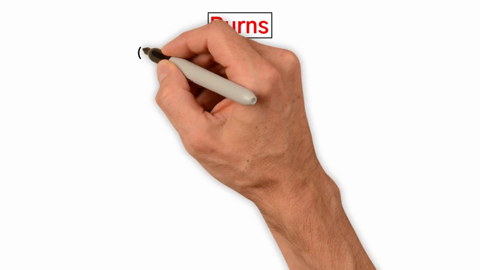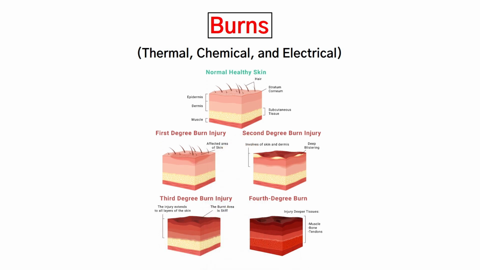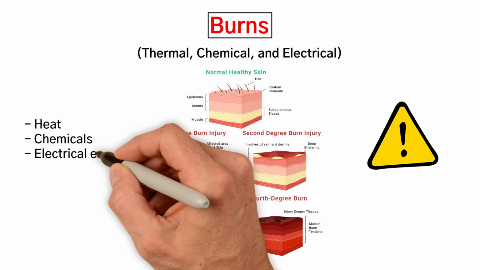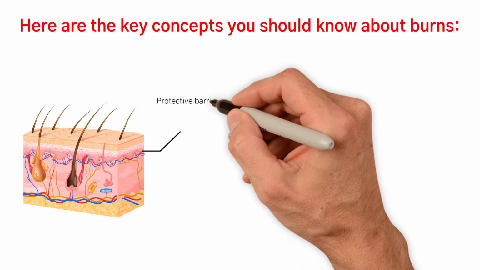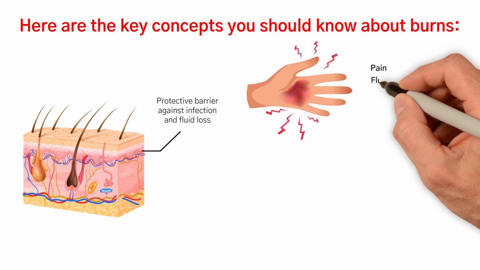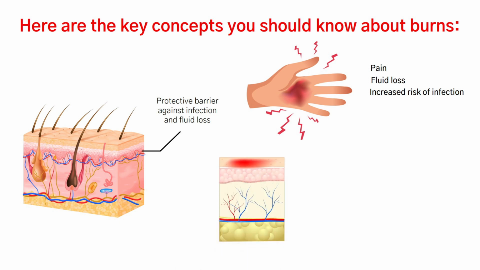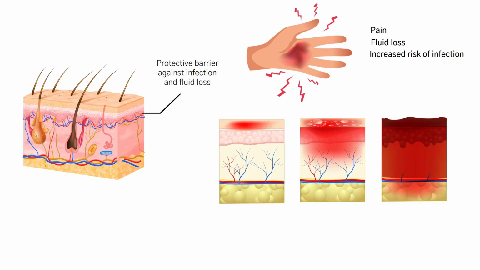Let's discuss burns. Thermal, chemical, and electrical burns, which are injuries to the skin and underlying tissue caused by heat, chemicals, or electrical energy. Here are the key concepts you should know about burns. The skin serves as a protective barrier against infection and fluid loss. However, burns compromise this barrier, leading to pain, fluid loss, and increased risk of infection. The severity of a burn depends on its depth, extent, and the type of burn sustained.